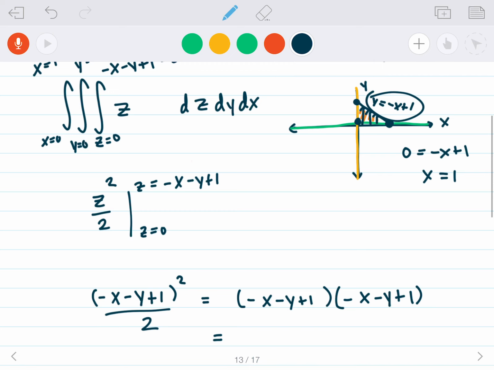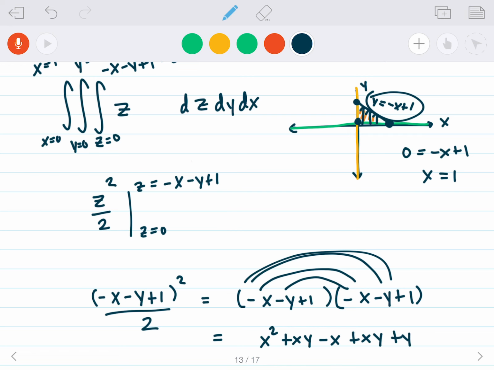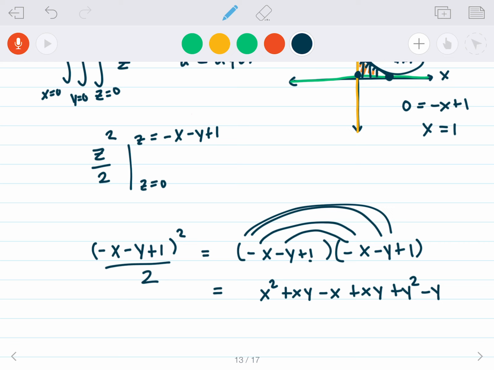Okay, so let's see. Negative x times negative x is x squared. Negative x times negative y is positive xy. Negative x times positive 1 is negative x. Then the y, positive xy, positive y squared, minus y. And then the last one is 1. So minus x, minus y, positive 1.